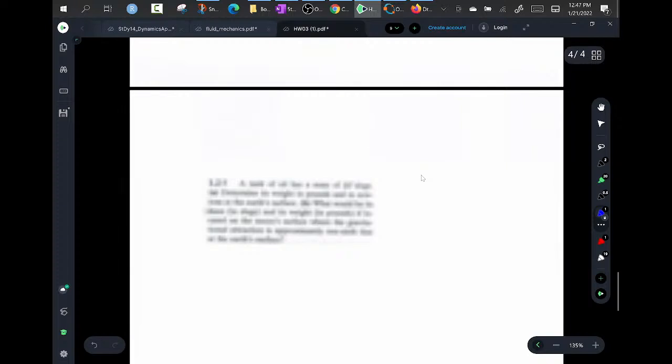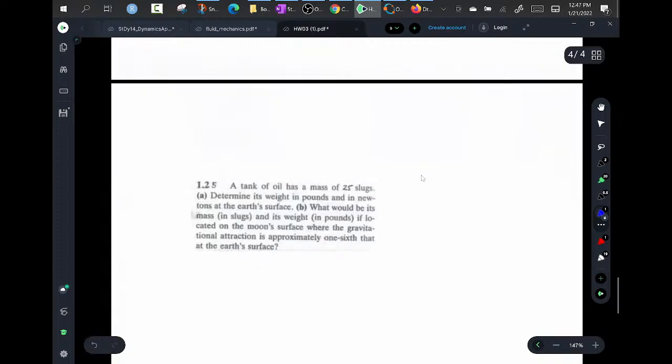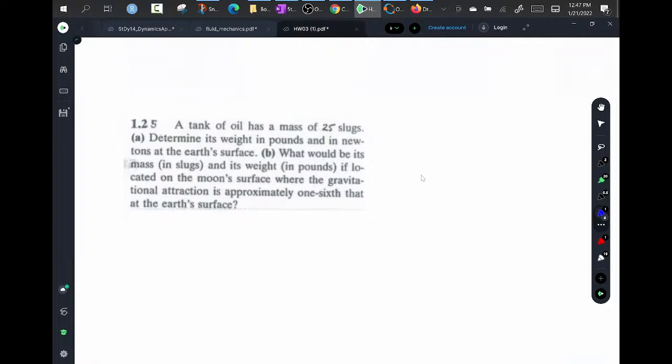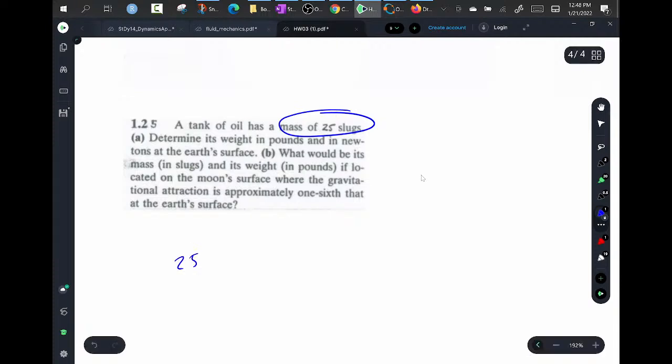I think, no, there is one more. Tank of oil has 25 slugs. Determine the weight in pounds and newtons at the Earth's surface. Now, wait a minute. Oh, it has a mass. This is silly. Okay. 25 slugs times G is equal to 25 times 32.2, and that'd give you the weight.